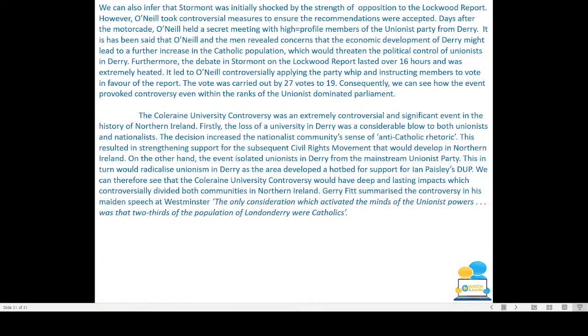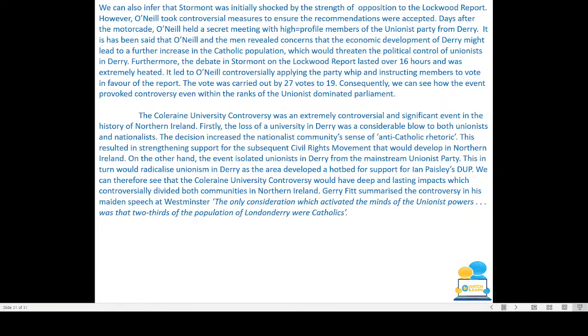Last paragraph. The Coleraine University Controversy was an extremely controversial and significant event in the history of Northern Ireland. Firstly, the loss of a university in Derry was a considerable blow to both Unionists and Nationalists. The decision increased the nationalist community's sense of anti-Catholic rhetoric, and this resulted in strengthening support for the subsequent civil rights movements that would develop in Northern Ireland.